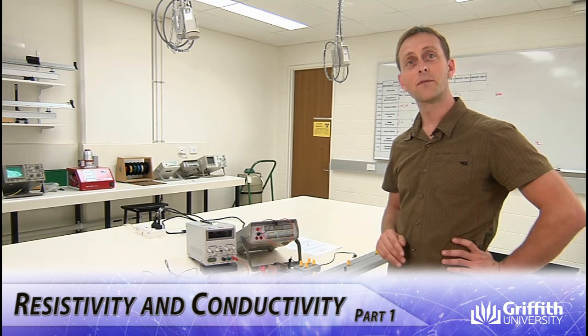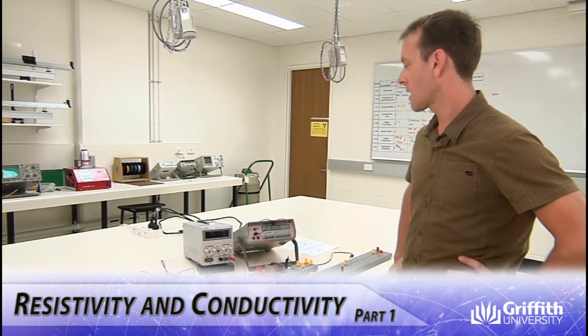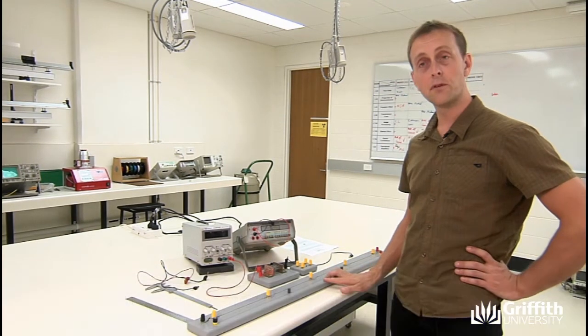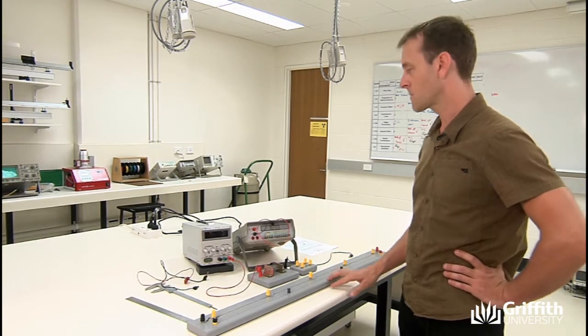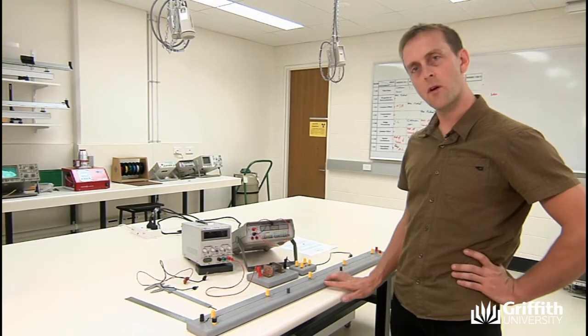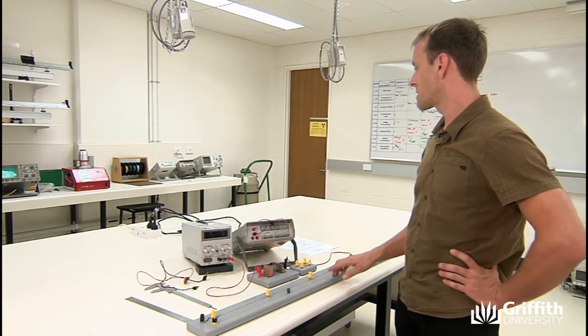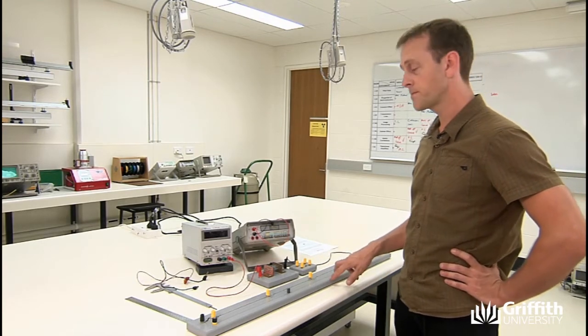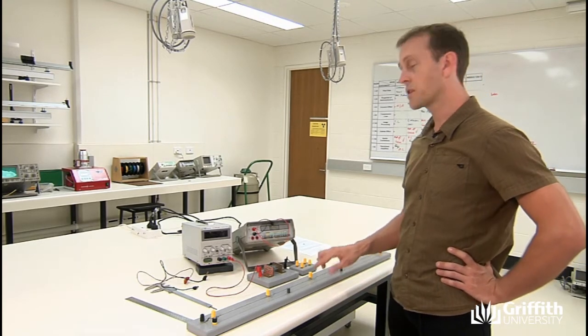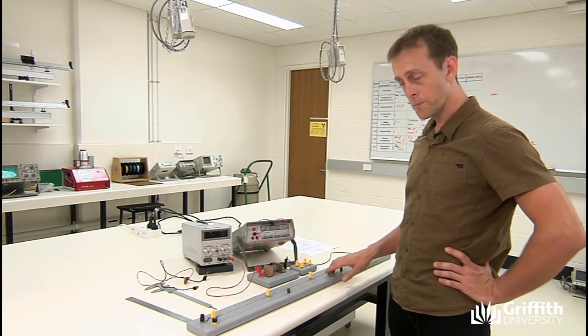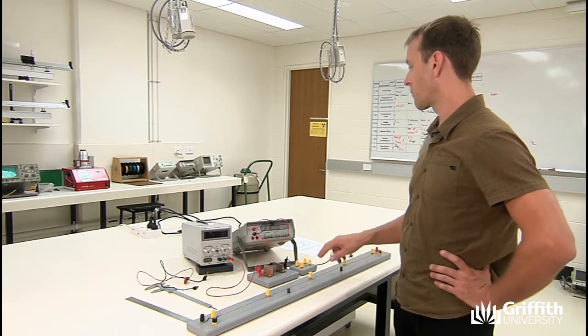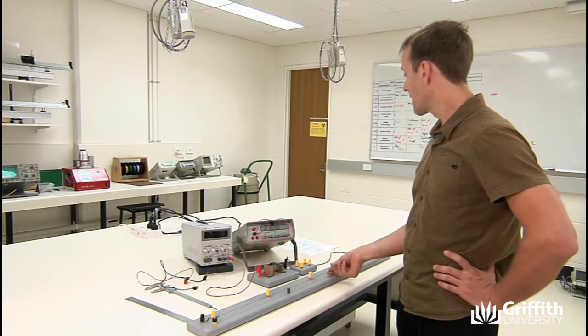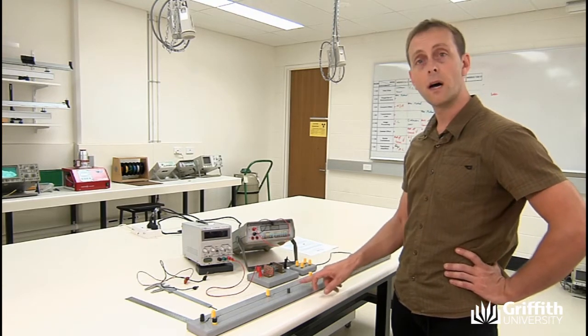So welcome to experiment 3. We'll be looking at our concepts of electrical resistivity and conductivity. The aims of the experiment are to understand the concepts of resistivity and conductivity. It's also to show that the electric field inside a good conductor is uniform, and also to determine the resistivity and conductivity of this material, the stainless steel alloy resistor.